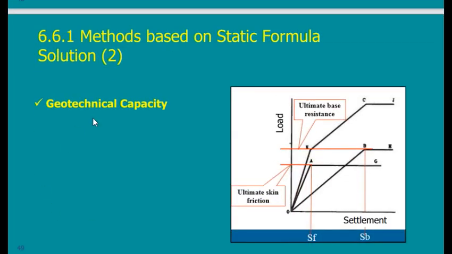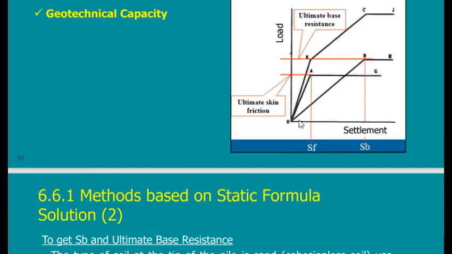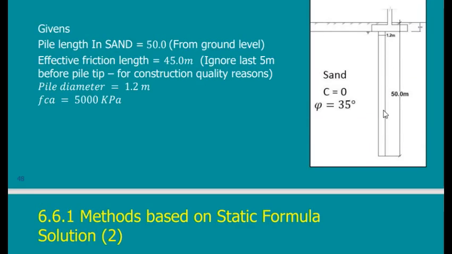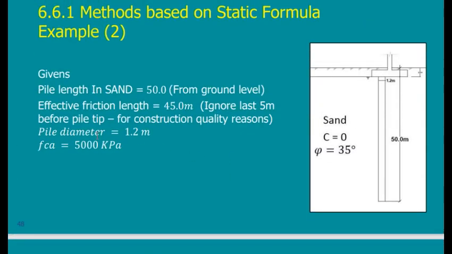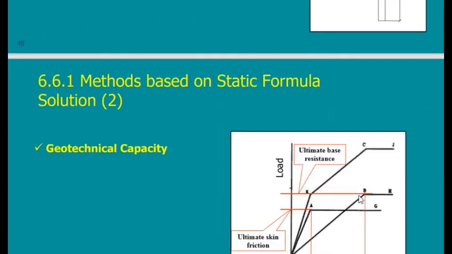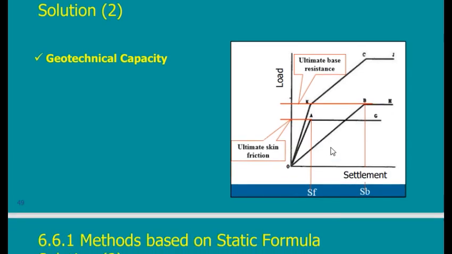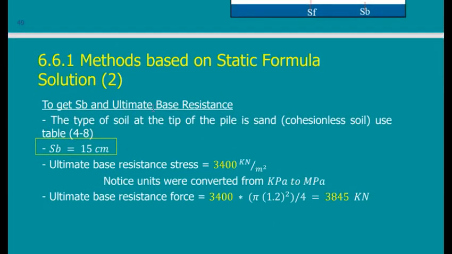This is what we are going to use to solve this problem, because the pile diameter is 1.2, which is more than 60, so I will have to use this approach. To use this approach, I will have to calculate this point, and this point, and this point. So I have to calculate 4 values. How can we calculate the 4 values? To get SB and the ultimate base resistance.